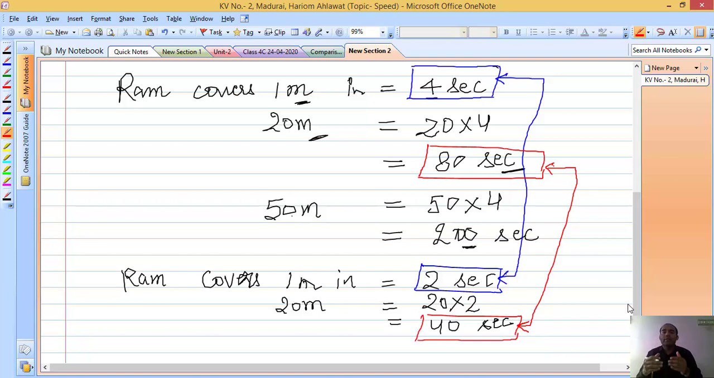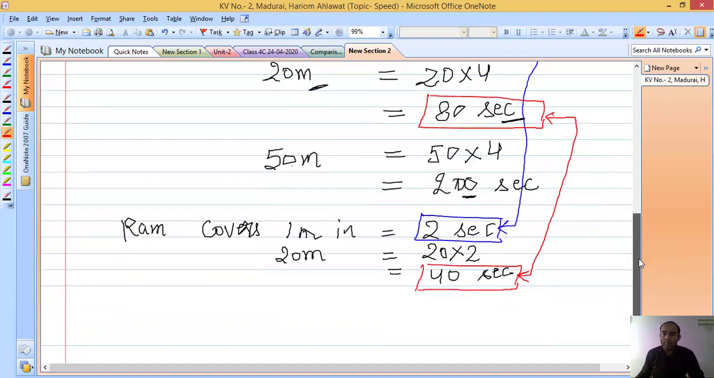Again, I am going to repeat this. When someone increases the speed, he is going to cover that distance in less time. You can understand with this example. Now take one more example.